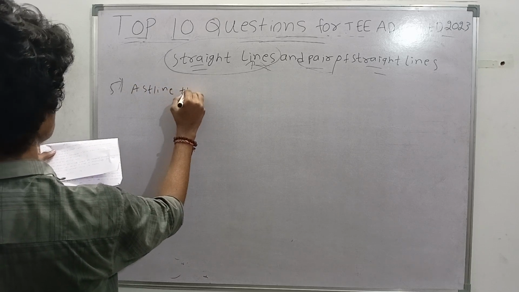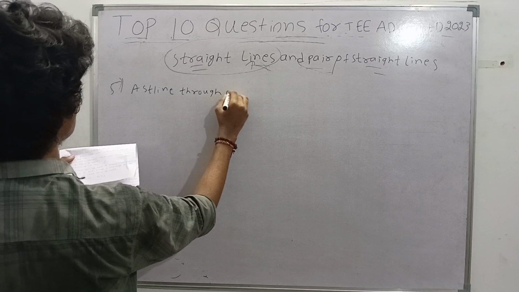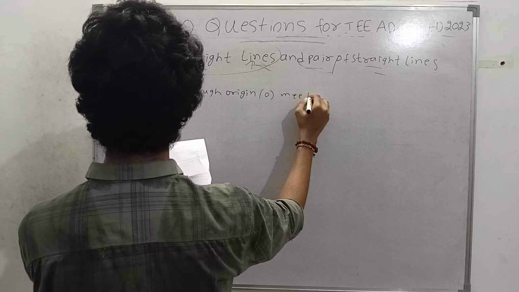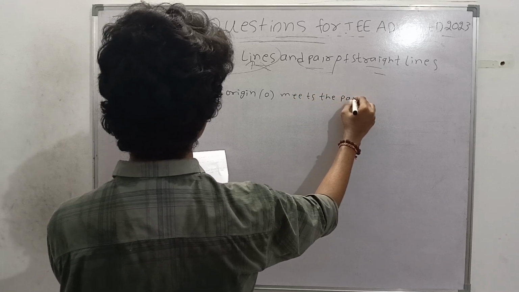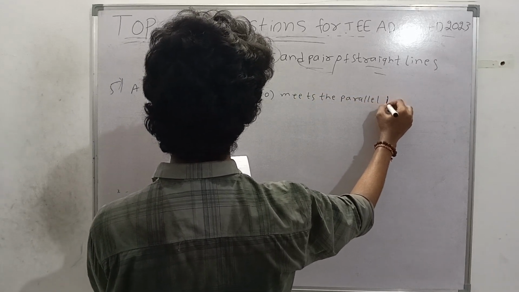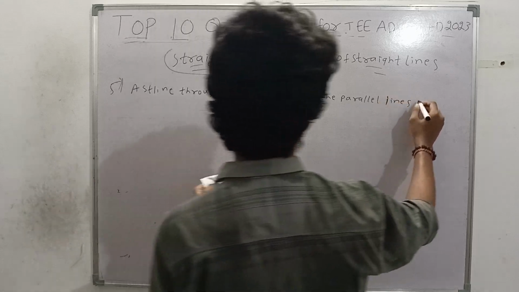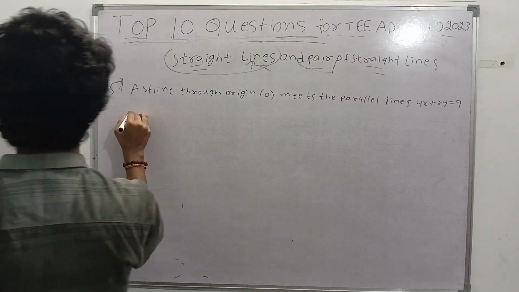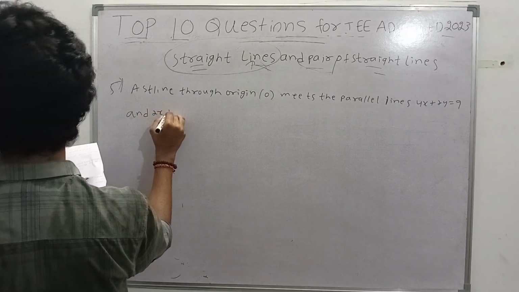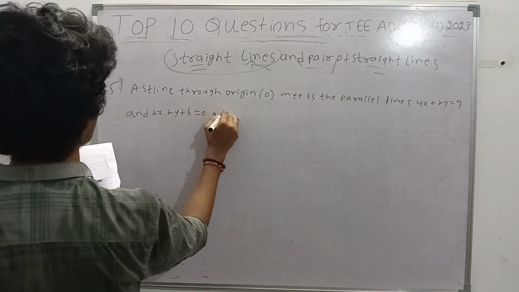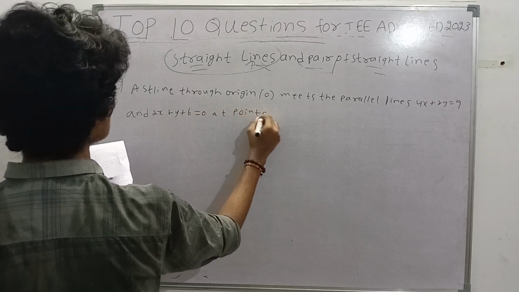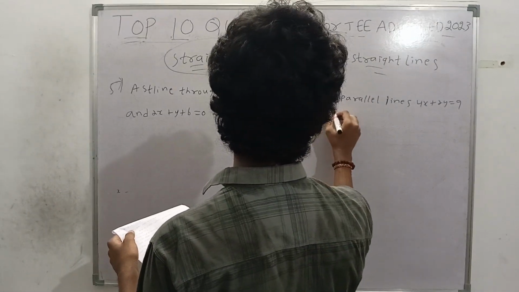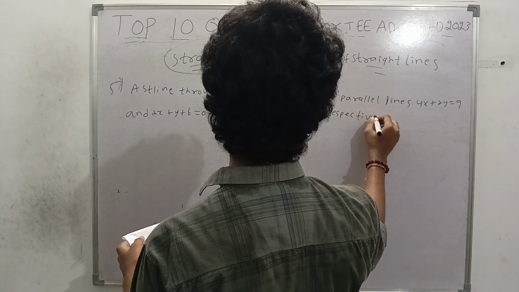A straight line through origin O meets the parallel lines 4x plus 2y equal to 9 and 2x plus y plus 6 equal to 0 at points P and Q, respectively.